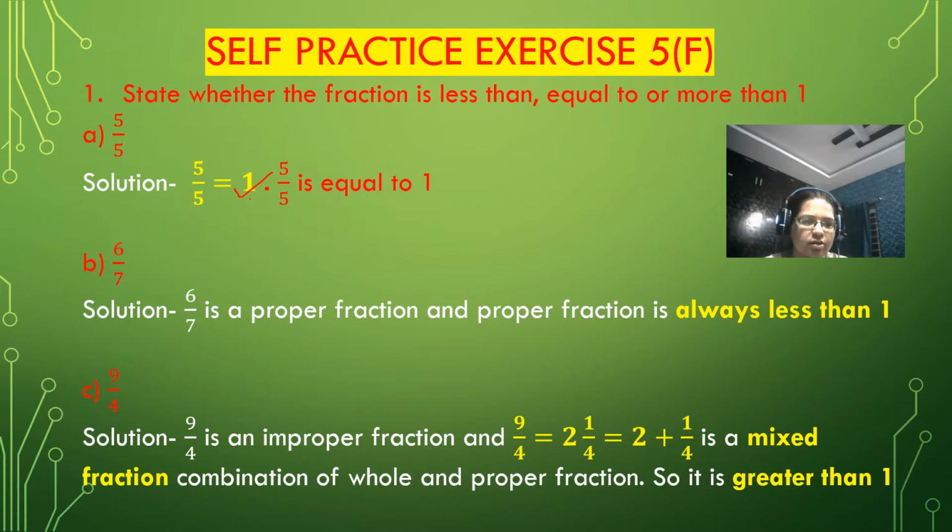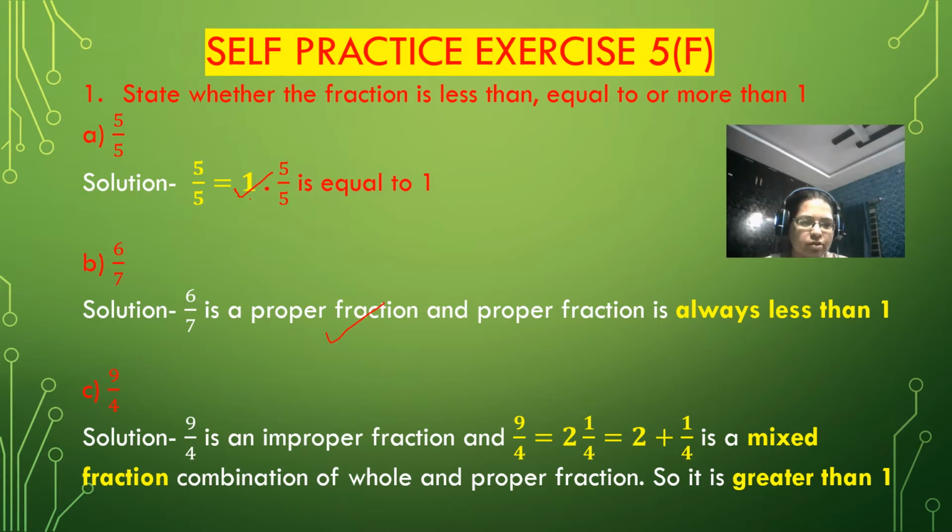Second bit is 6 divided by 7. 6 divided by 7 is a proper fraction as numerator 6 is less than the denominator 7. So this fraction, a proper fraction, is less than 1. A proper fraction is always less than 1.